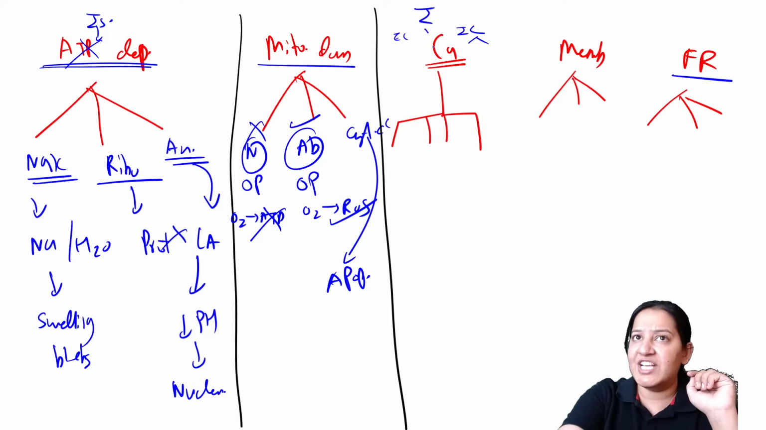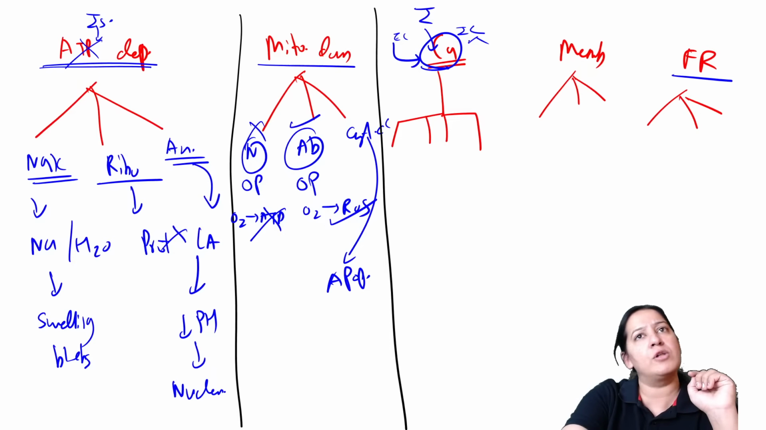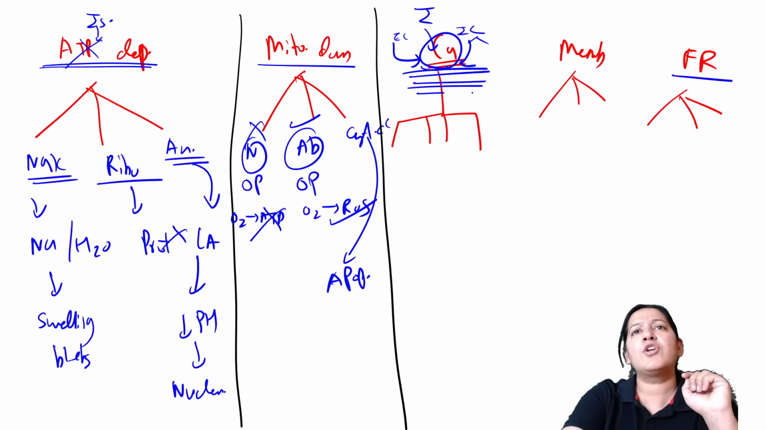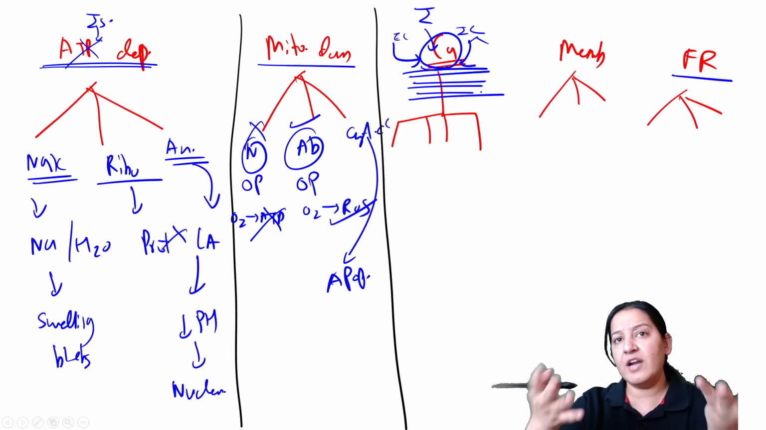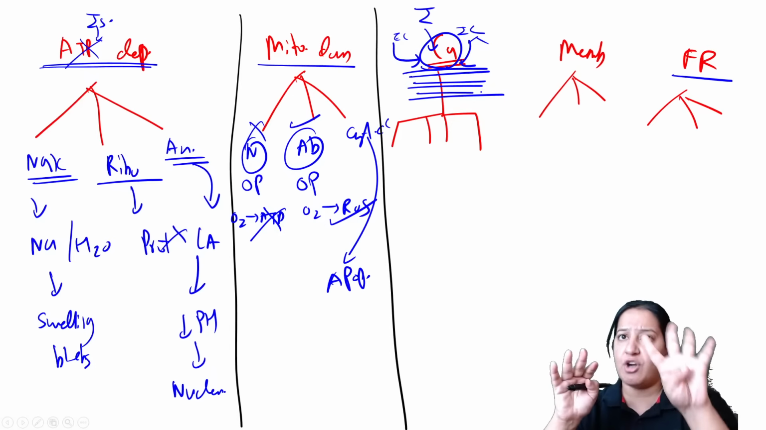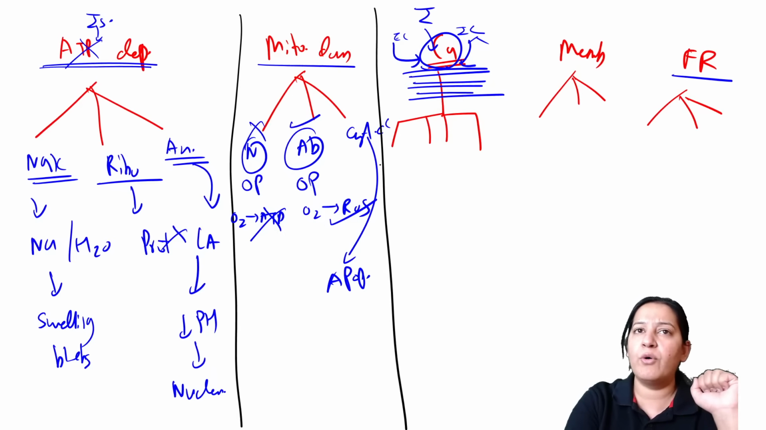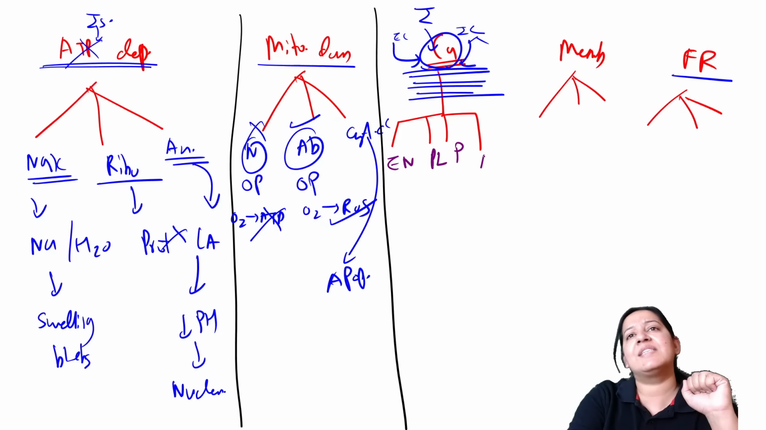Due to injury, the calcium will leak in the cytoplasm, extracellular also, intracellular also. There is abundant calcium in the cytoplasm. That abundant calcium in the cytoplasm causes activation of four enzymes. What is the name of the four enzymes? It is endonuclease, phospholipase, protease, and ATPase.